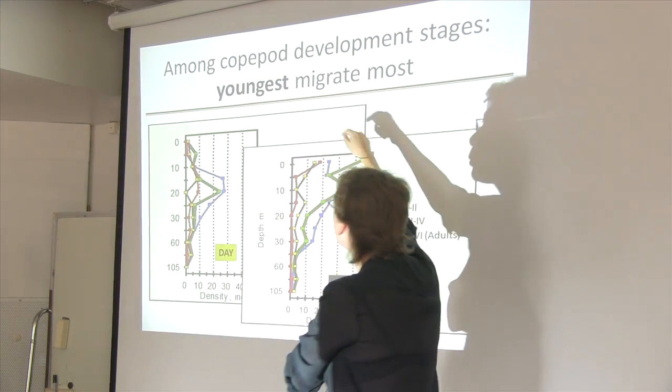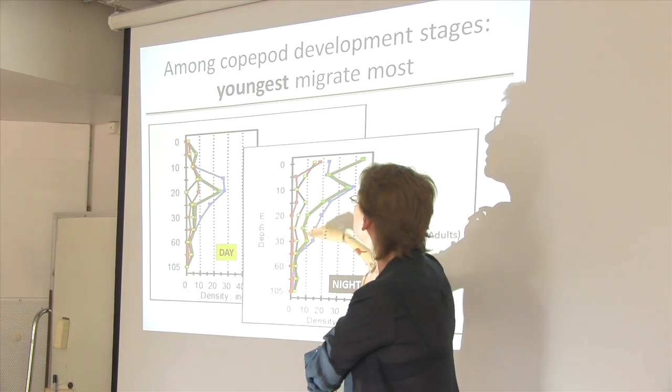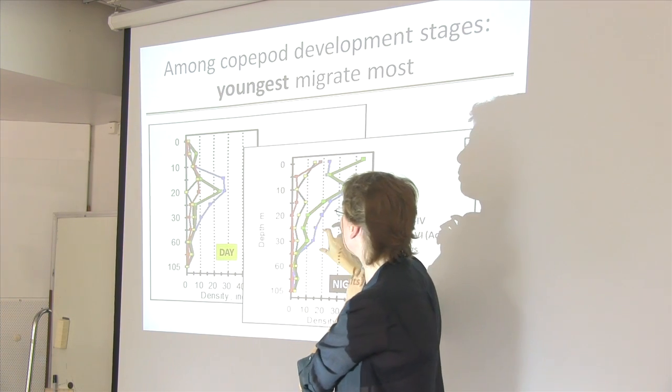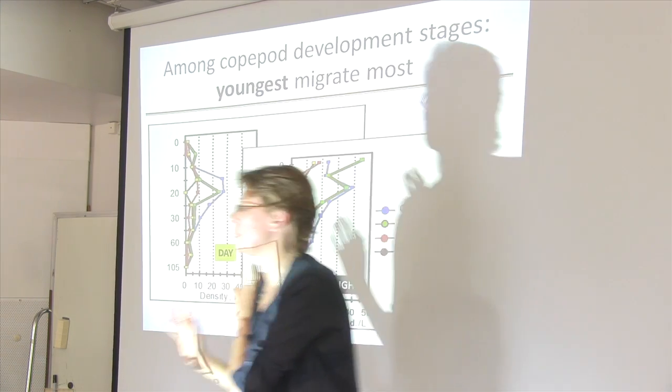So depending on where you go with your sampling gear to get a zooplankton sample, depending on which depths you take it from, from here to here, or with a water bottle just here or just here, you will get very different communities in your sample.